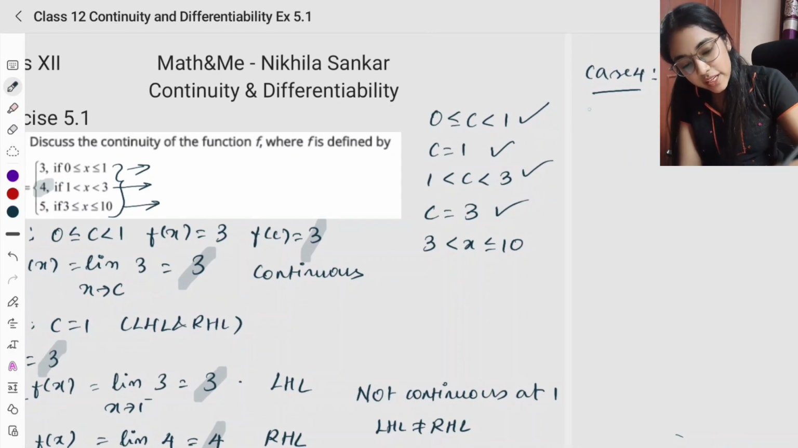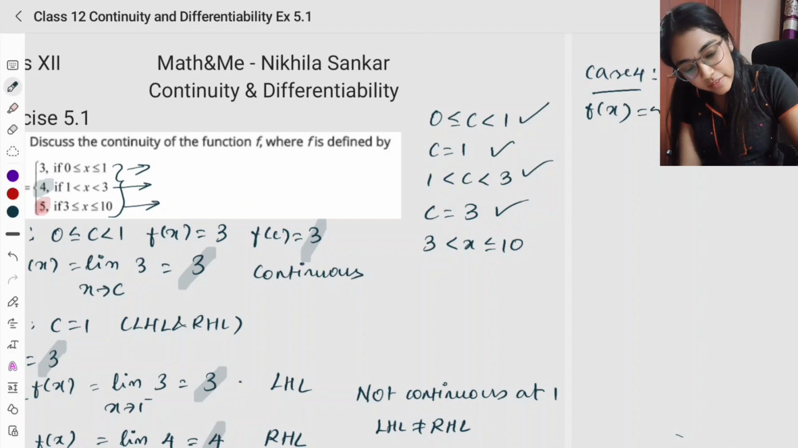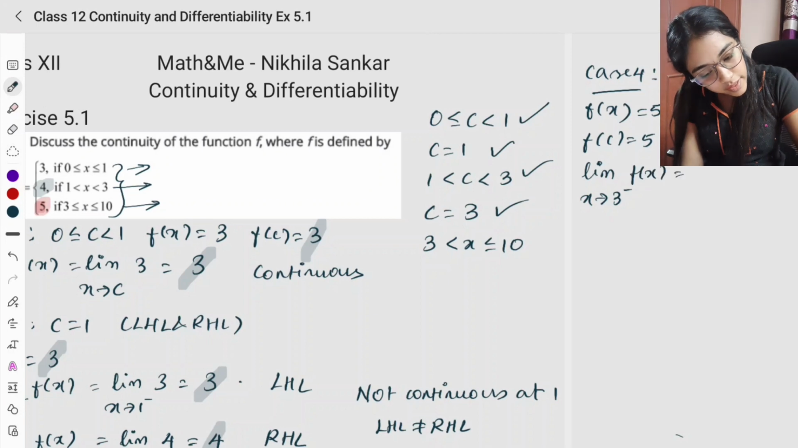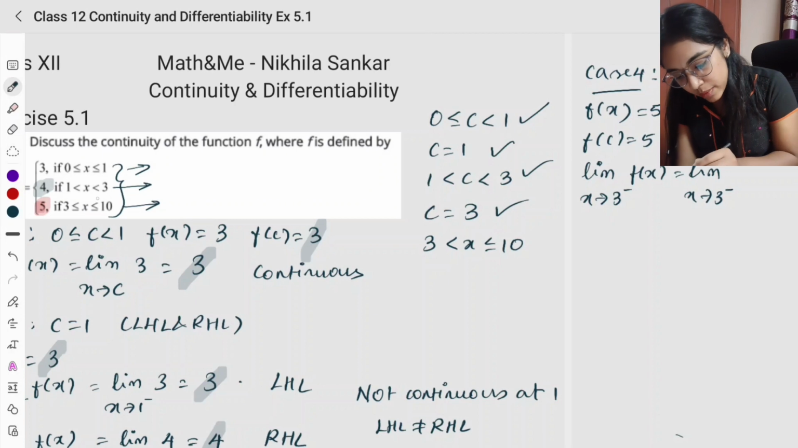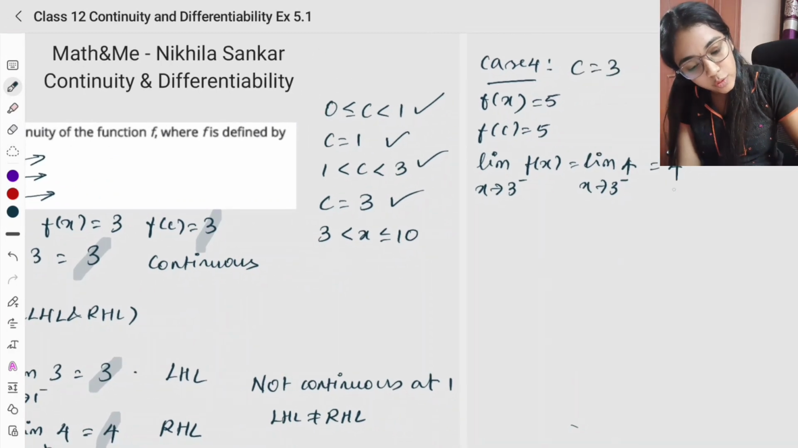So, first of all, what is my f of x? F of x at 3 is going to be this value. The value marked in pink. So, I have f of x is going to be 5. So, my f of C is also going to be 5. Now, limit x tends to 3 minus, this is my left hand limit of f of x, which is going to be limit x tends to 3 minus. For the left hand limit, the value less than 3, so it is going to be 4. You see here the value marked in gray. So I have 4. When I take 4 outside the limit, I'll be left with 4. So this is my left hand limit.